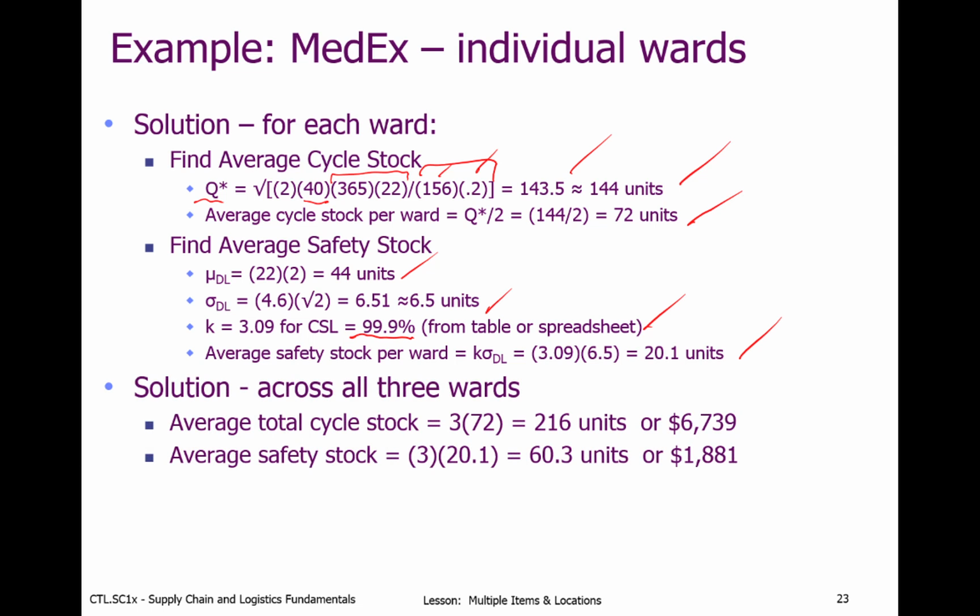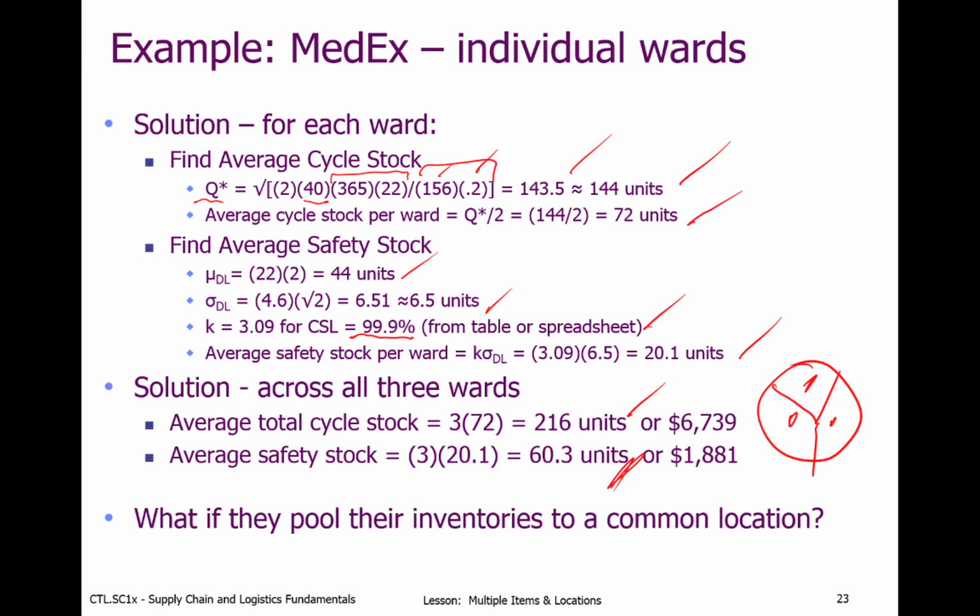And then across all 3 wards, since they're each managing them separately, right? You can think of these as each separate ward is doing by themselves. So I sum them all up, and I get that their cycle stock will be about 216 units, and their average safety stock is about 60 units, 60.3. Okay, but what happens if they pool their inventories?